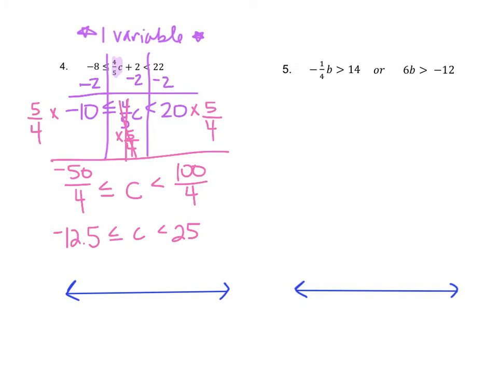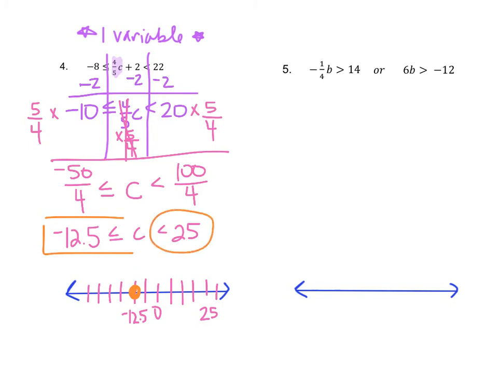So when I graph this, if this is 0, here is 25. Here is negative 12.5. I would expect you to be a little more accurate than me, but that's okay. And at negative 12.5, I have a closed circle. At 25, I have an open circle. And because this is an AND compound inequality, I'm going to go ahead and connect my dots. Anything between those two values is a solution that works for this problem.